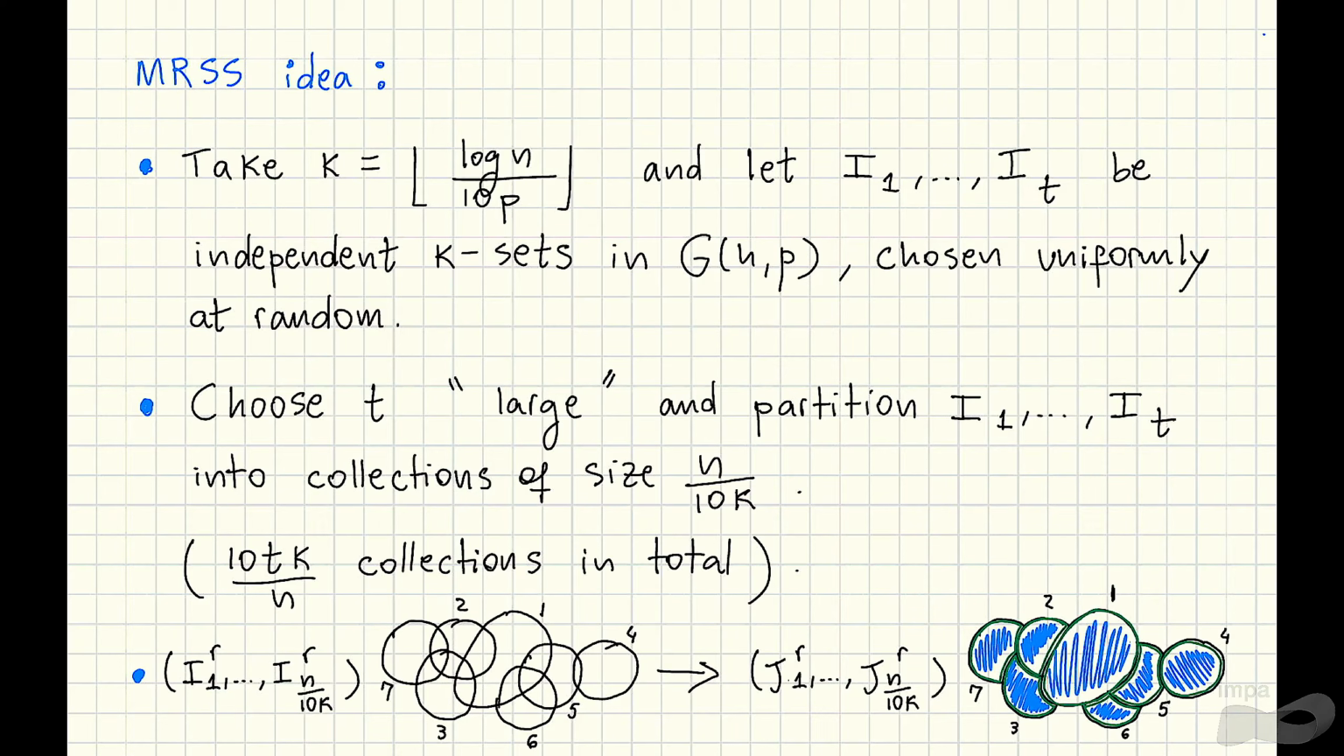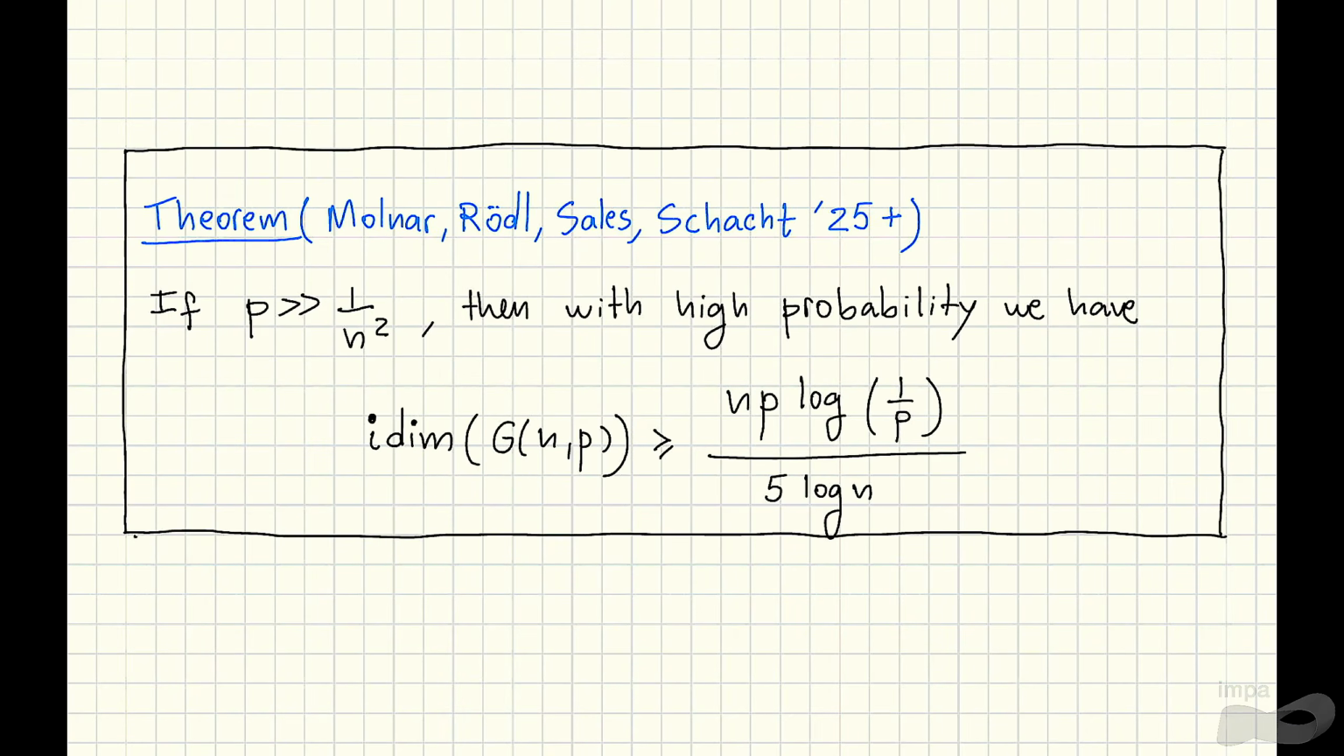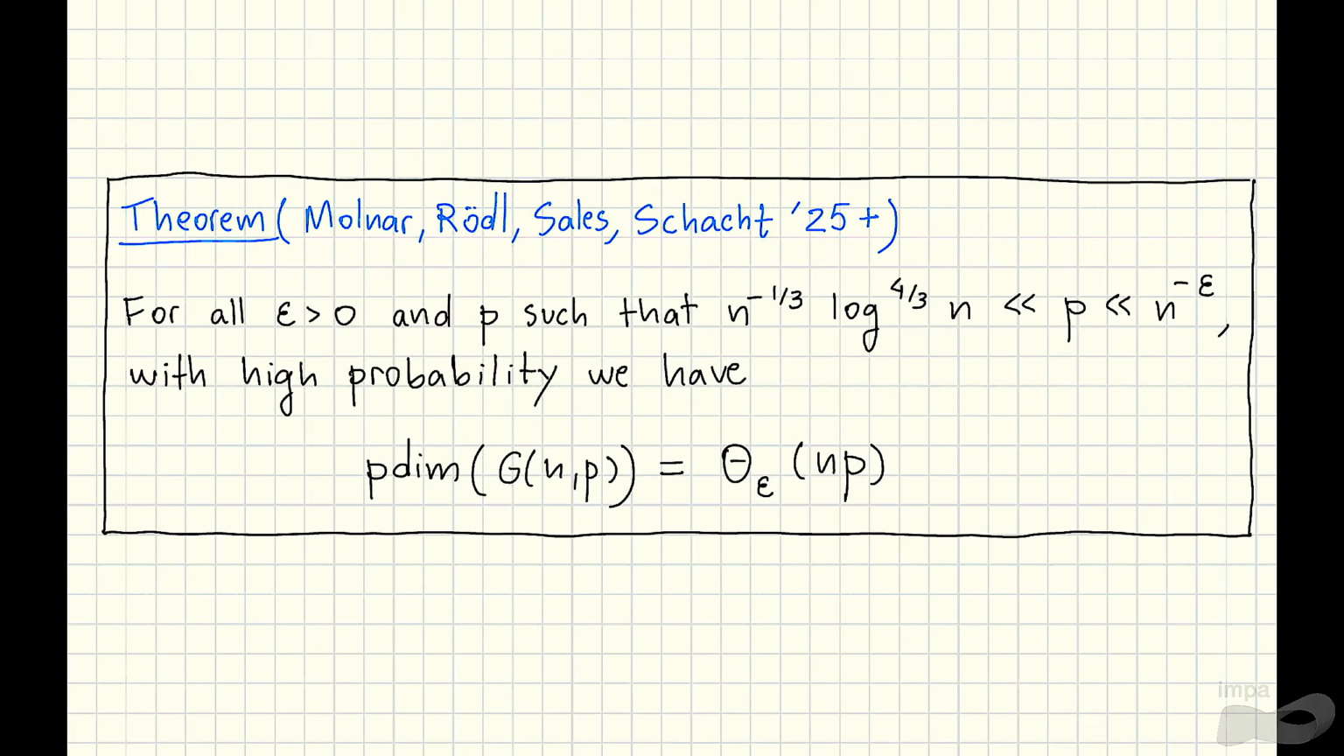Sorry, can you just remind us what is MRSS? It's Molnar, Rodl, Sales, and Schacht. No, what's the theorem? Yeah, it is this one. Thank you very much for asking. I want to show a proof idea of the upper bound of this theorem. So we want to show that n times p independent set factors suffice to cover all the non-edges. Yeah, thank you very much. Any more questions?